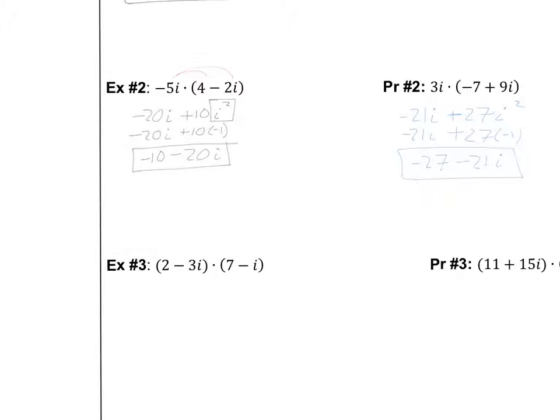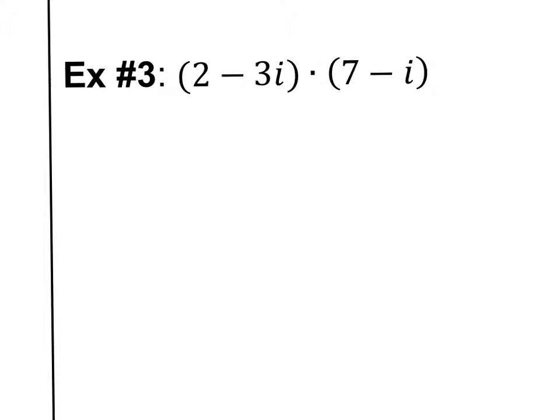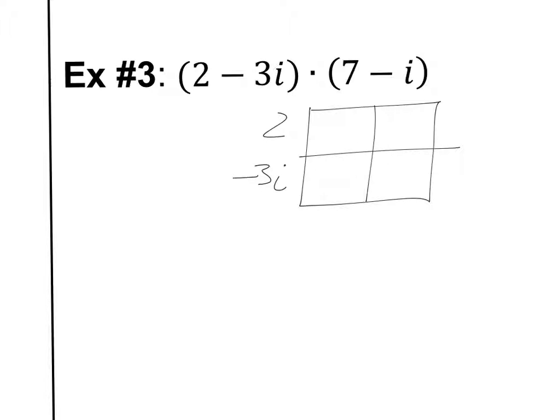Okay, getting real interesting here. Now we're going to multiply complex numbers by complex numbers. And this is very similar to just multiplying a binomial times a binomial, so I'm going to do the box method. So this is just like saying 2 minus 3i times 7 minus i. So let's just go ahead and go through it. 2 times 7 is 14. 2 times negative i is negative 2i. Negative 3i times 7 is negative 21i. And negative 3i times negative i, the negative times the negative makes positive 3, and the i times i makes i squared.